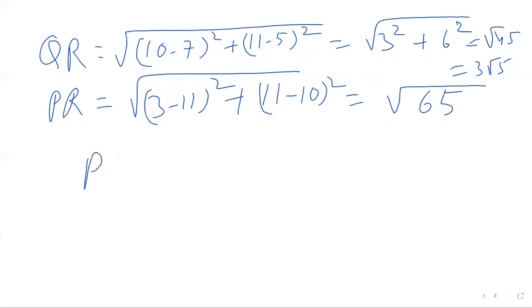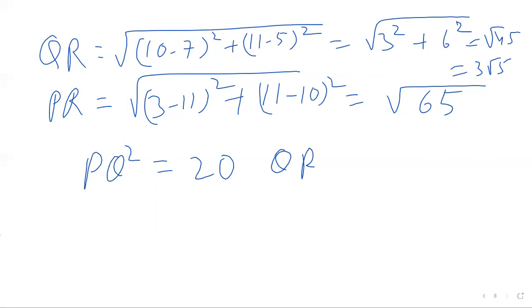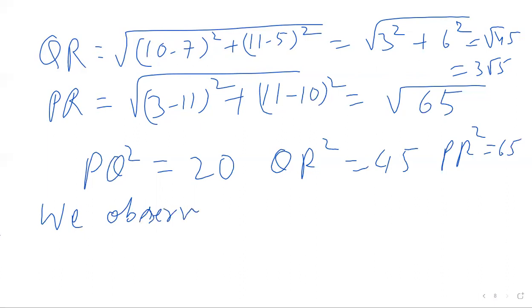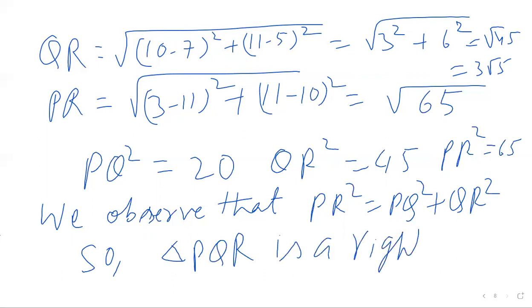If you see, PQ square is what? PQ square is 20. QR square is 45. And PR square is 65. We observe that PR square equals PQ square plus QR square. So angle PQR is a right angled triangle.